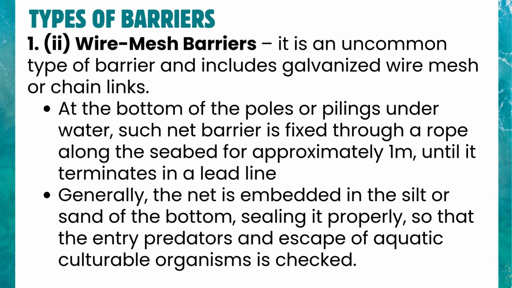Wire mesh barriers. It is an uncommon type of barrier and includes galvanized wire mesh or chain links. At the bottom of the poles or pilings underwater, such net barrier is fixed through a rope along the seabed for approximately 1 meter, until it terminates in a lead line. Generally, the net is embedded in the silt or sand of the bottom, sealing it properly, so that the entry of predators and escape of aquatic culturable organisms is checked.